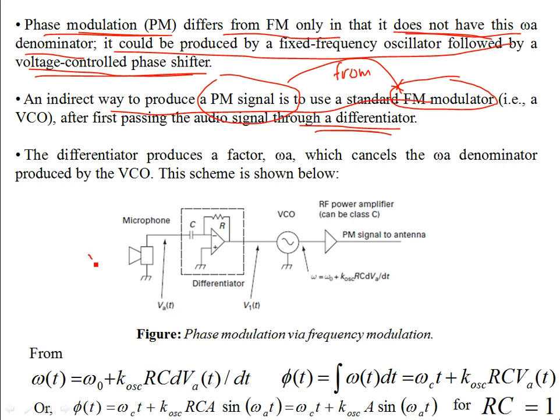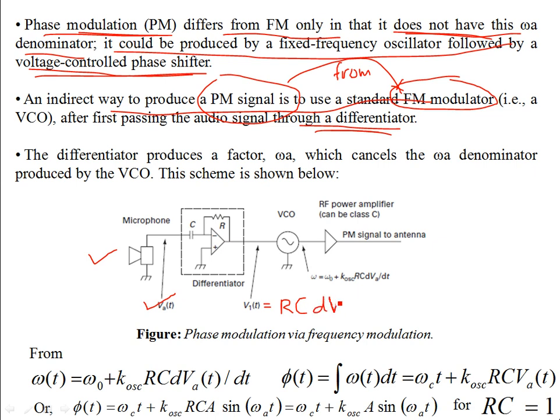Starting from the microphone signal, you have an audio signal, and the output V1(t) is again RC dV/dt.